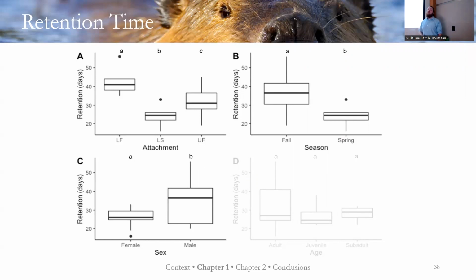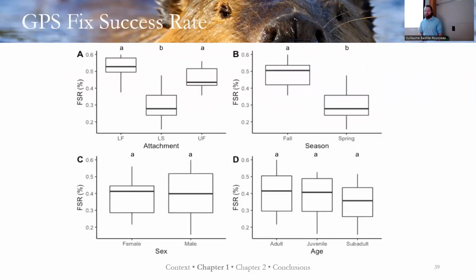And we found that the lower back fall method provided the greatest retention time, followed by upper back fall, and then lower back spring being the least efficient method. For season, we found that fall had the higher retention time as opposed to spring. And for sex, we found that males had a higher retention time when compared to females.